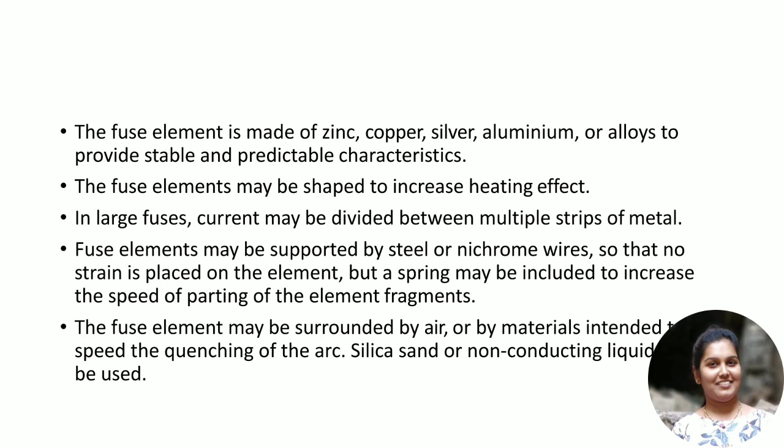The fuse elements are generally made up of zinc, copper, silver, aluminum or alloys to provide stable and predictable characteristics. These fuse elements must be shaped to increase the heating effect. In large fuses, current may be divided between multiple strips of metal. Fuse elements may be supported by steel or nichrome wires so that no strain is placed on the element, but a spring may be included to increase the speed of parting the element fragments.